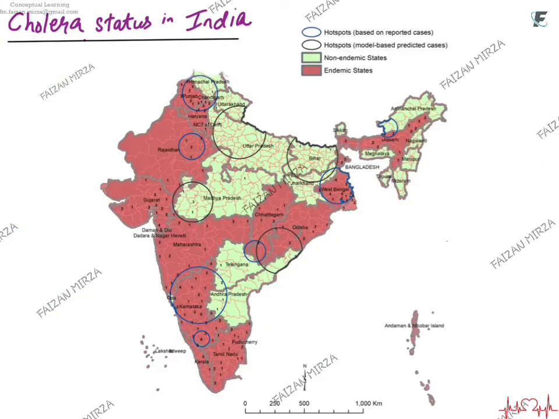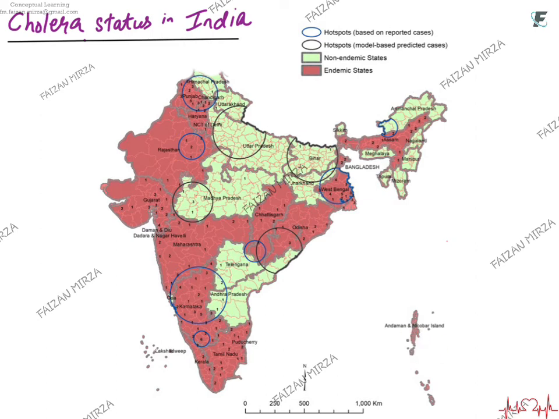So this is the status of cholera in India. And you can see these regions in India, which are endemic states. It means that cholera is always present in this area and this area and this area and this area, and here, and here as well. And there are non-endemic states as well. So within India, there are states which have successfully broken the transmission cycle. But again, there is a large part of India where these states are endemic.